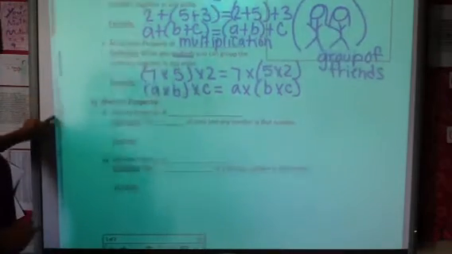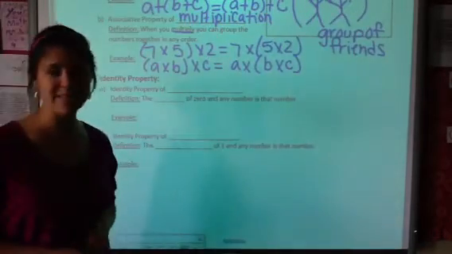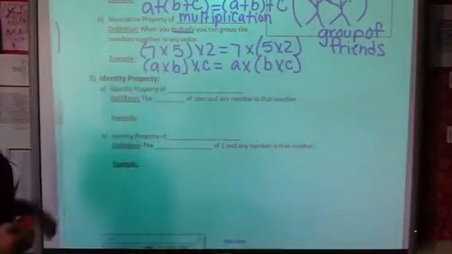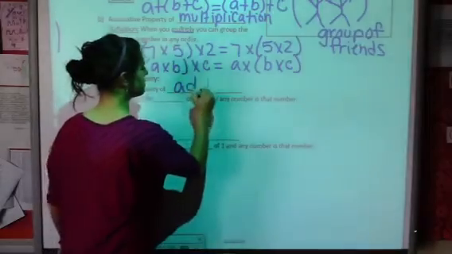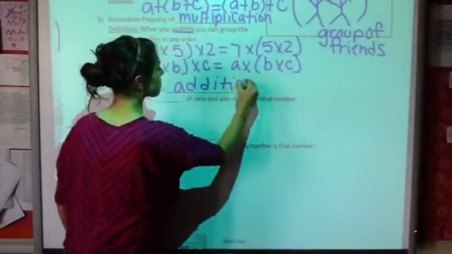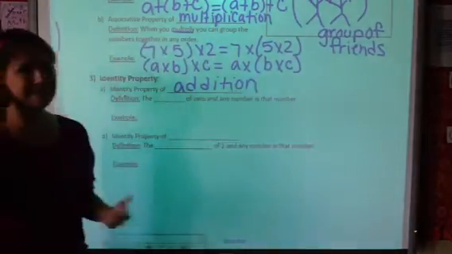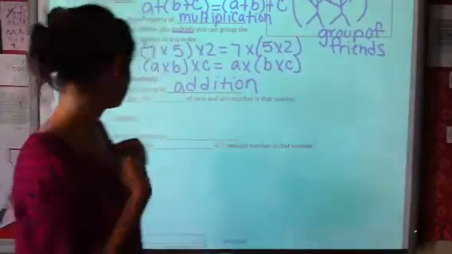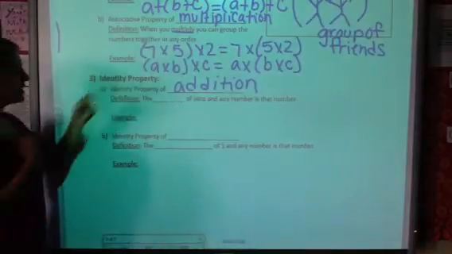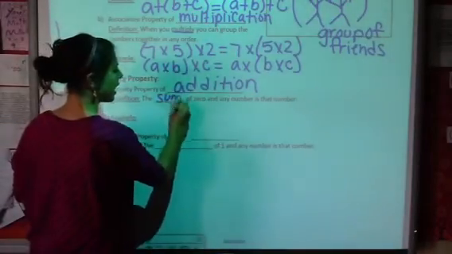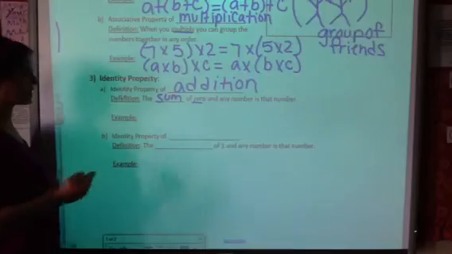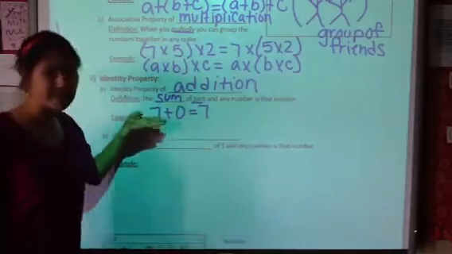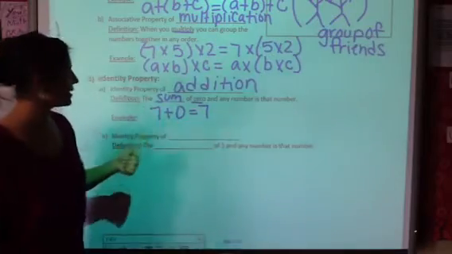All right, the identity property. This one's super easy, but it can get a little bit confusing. Identity property of addition, so we have addition again. Your identity, if you look in the mirror, that's who you are, okay? So the identity stays the same. For addition, the sum of 0 and any number is that number. So 7 plus 0 equals 7. The identity of 7 doesn't change when you add it to 0.